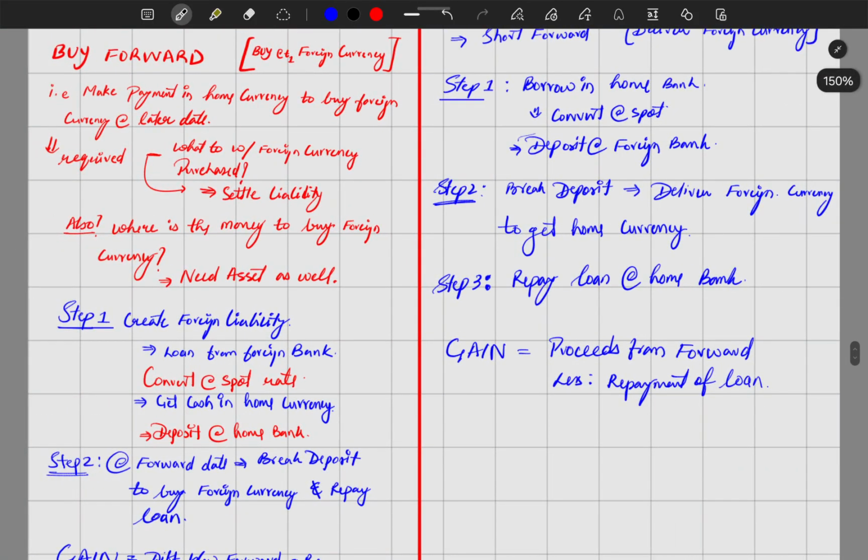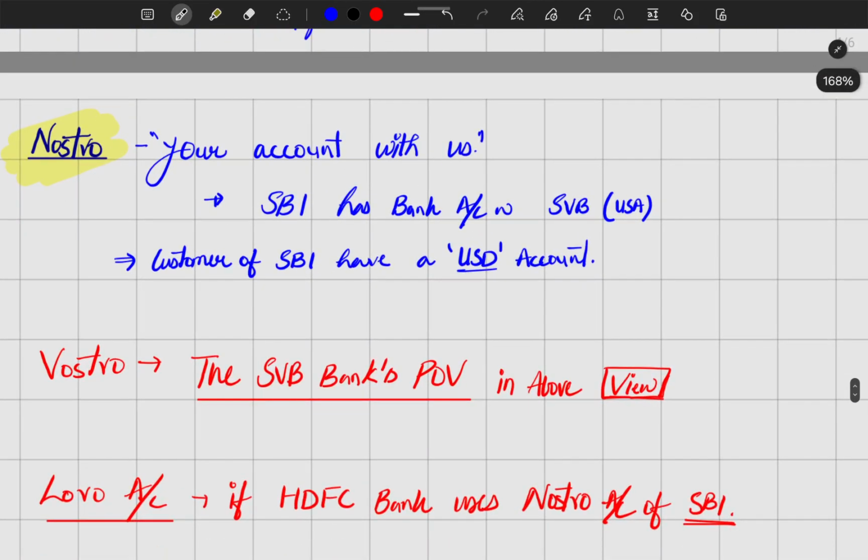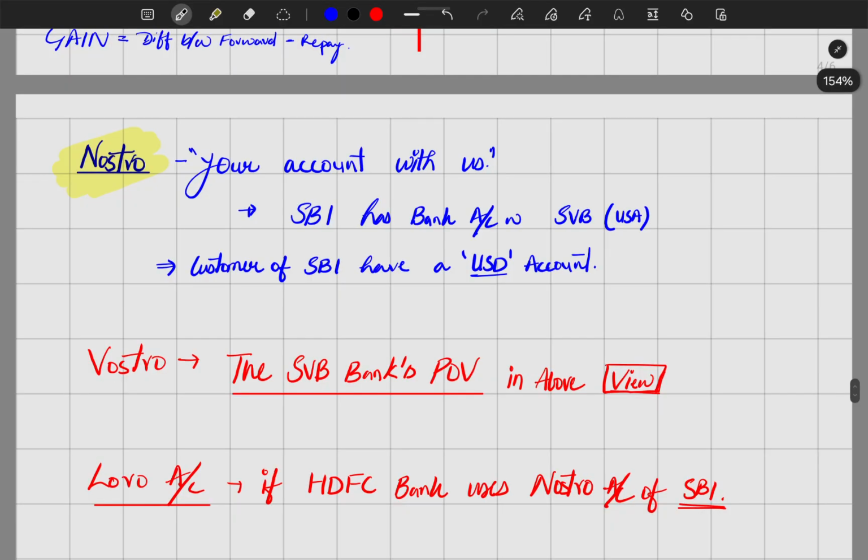This is all the solving concepts. Okay, then there is nostro, vostro, and loro account. Very simple, I don't want to indulge into details. It's your account with us, our account with you, and whatnot. Loro is basically when a bank already has a nostro account and another bank uses the same account for their foreign transaction. That's loro account.